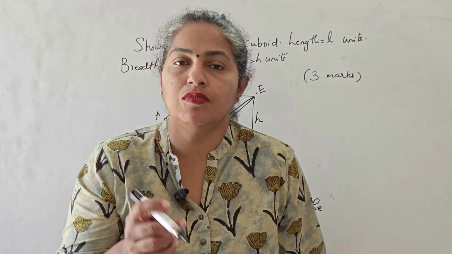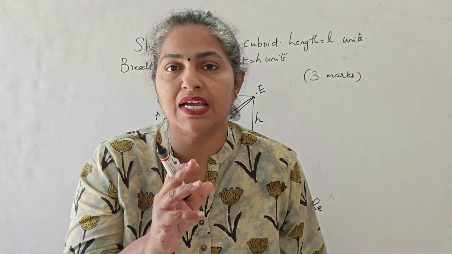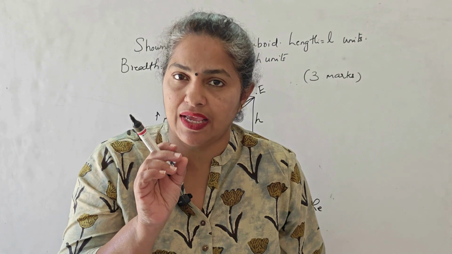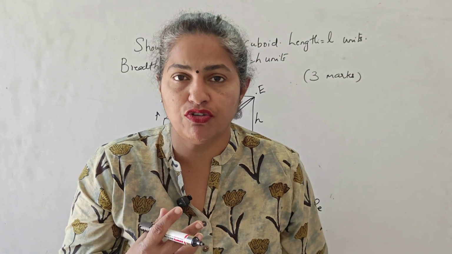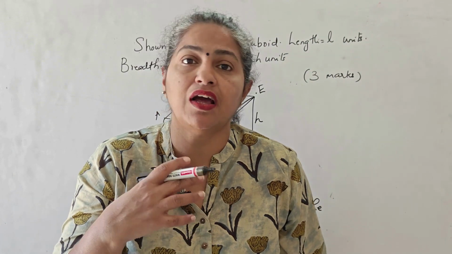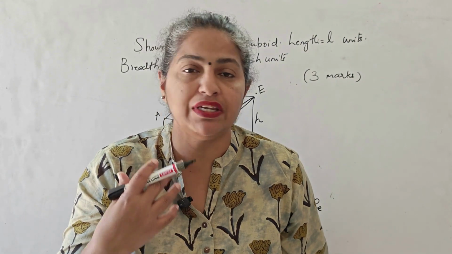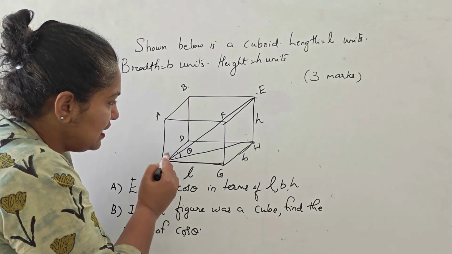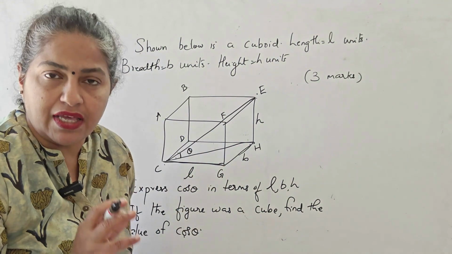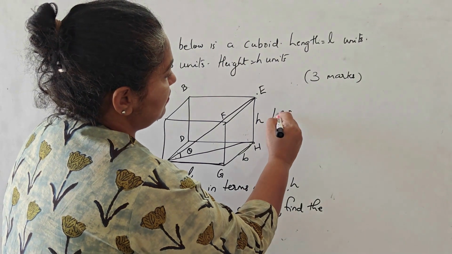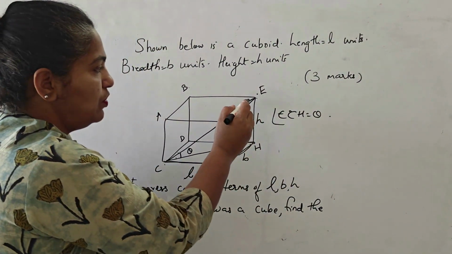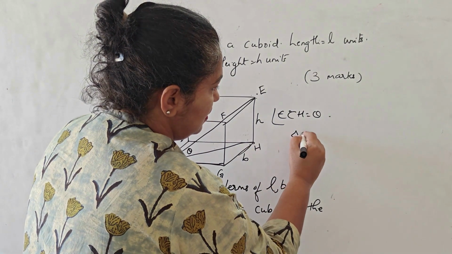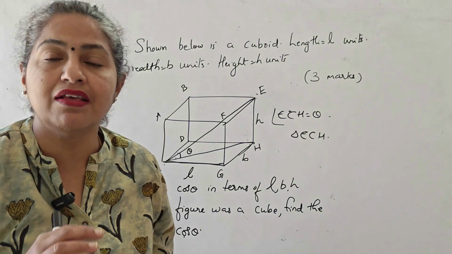In this particular diagram, though the angle theta is given to you, a triangle is not directly given to you. You have a cuboid and inside that there is an angle theta. So our job is to figure out the triangle from the diagram and how to find out the sides in order to evaluate cos theta. Now you can see that the angle ECH is given as theta. Now you know that ECH is a triangle. It is a right angle triangle.